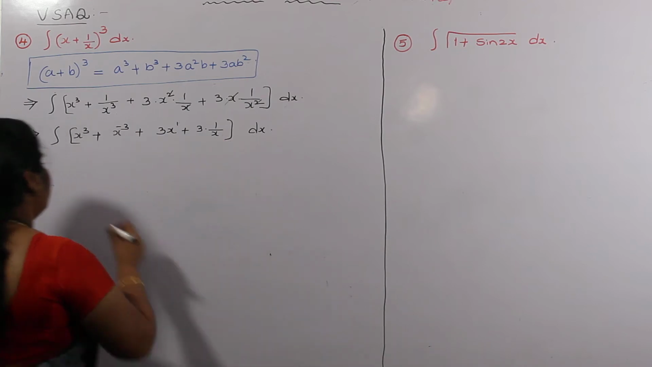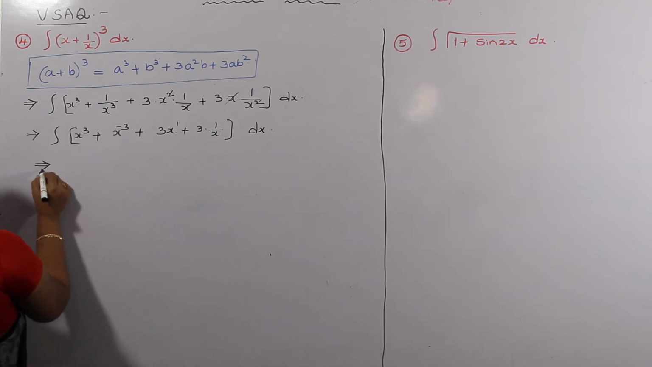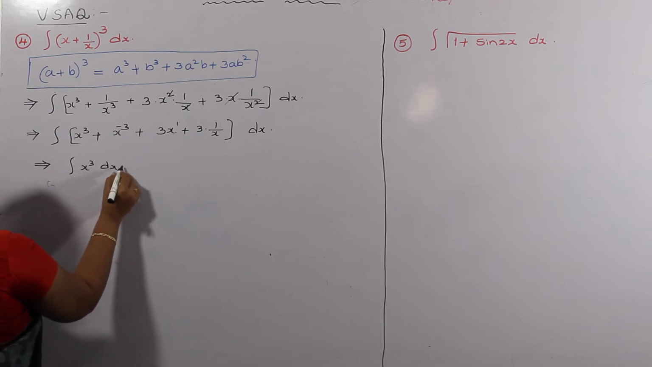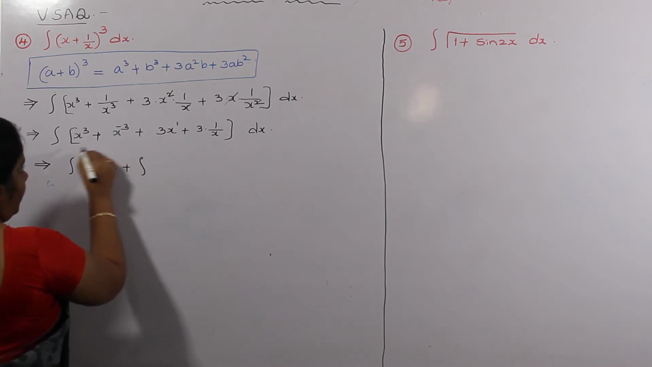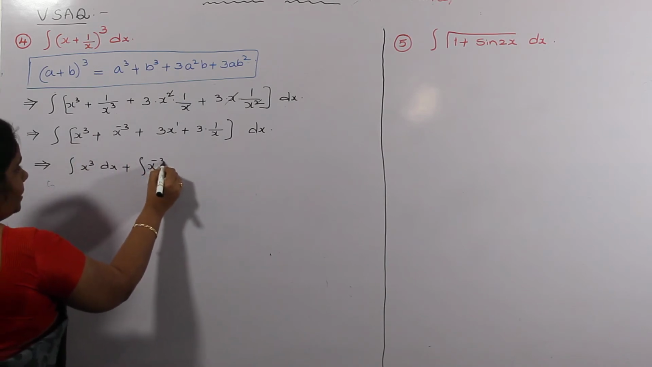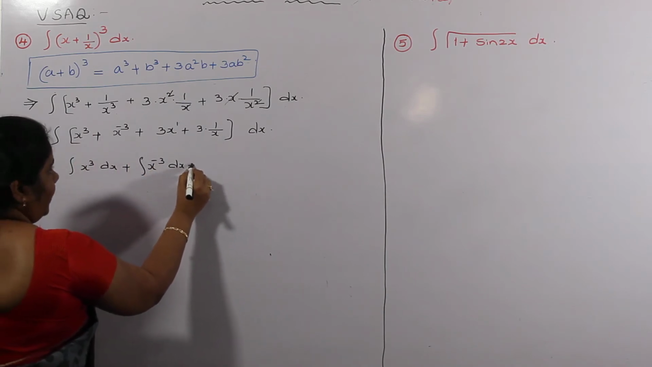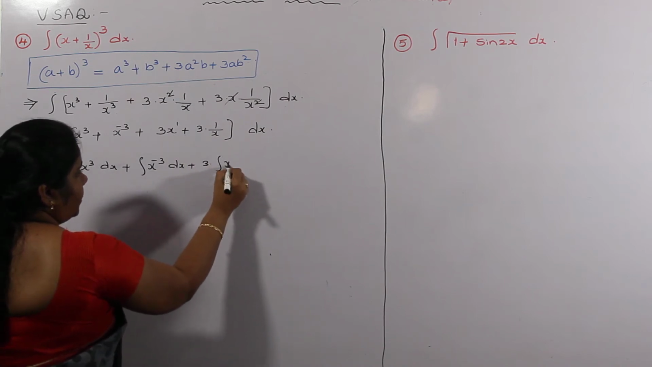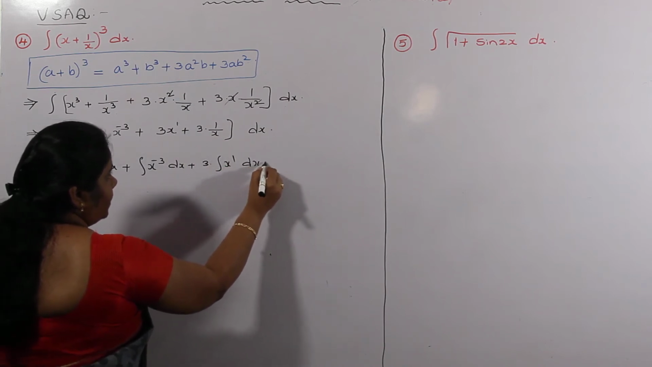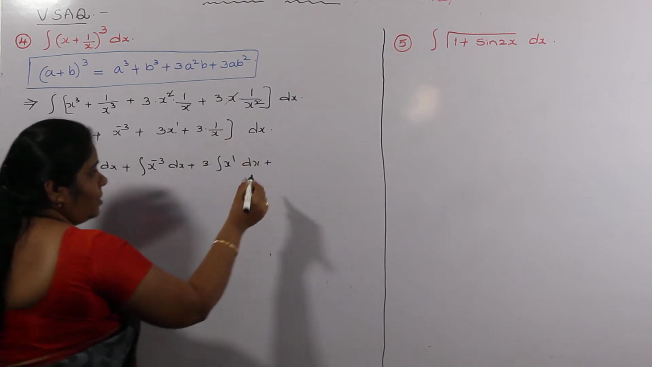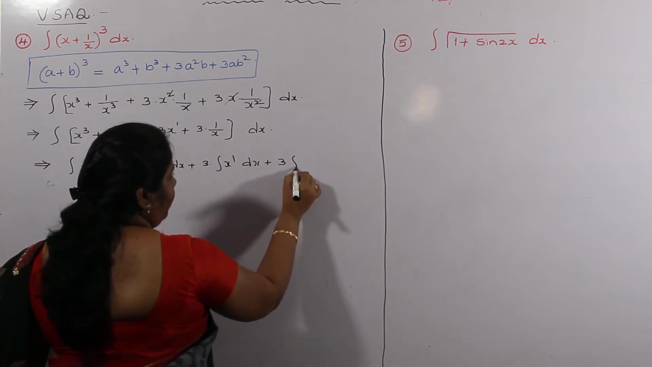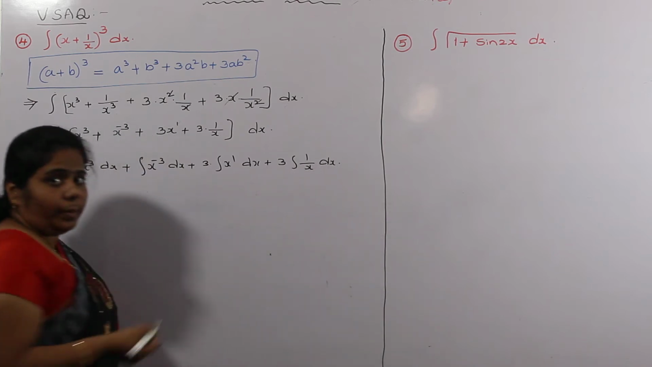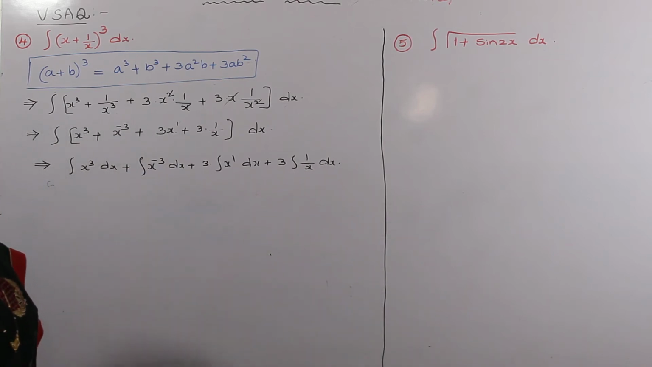Otherwise, integrating each function separately, that is integral of x cube dx plus integral of x power minus 3 dx plus 3 is a constant, take out, integral of x power 1 dx plus here also 3 is a constant, take out, integral of 1 by x dx. Now apply the integration formulas.